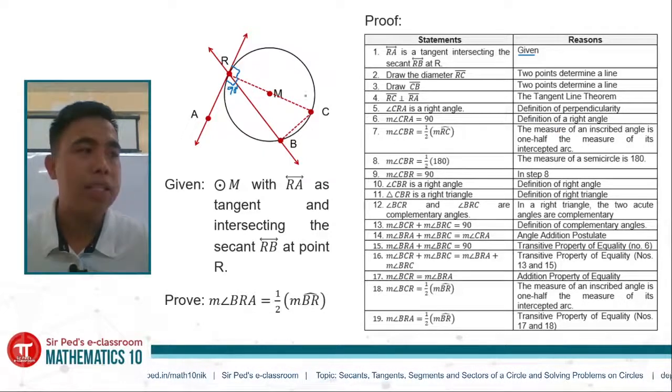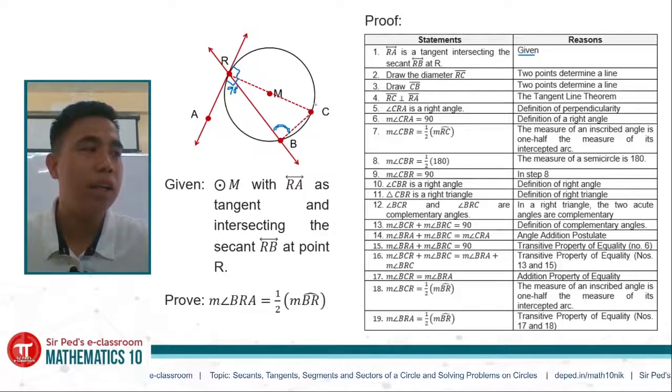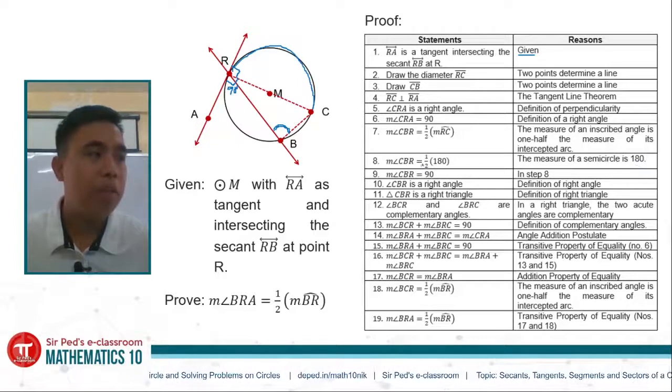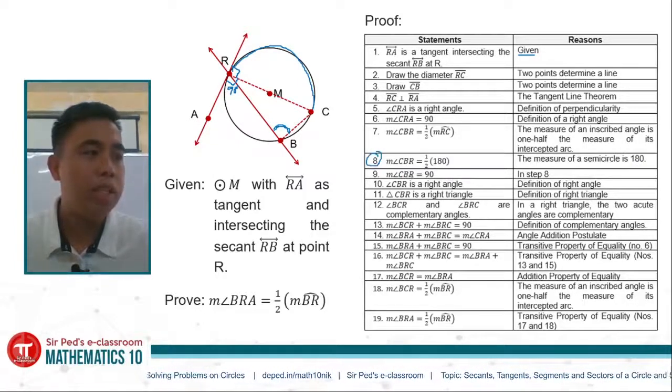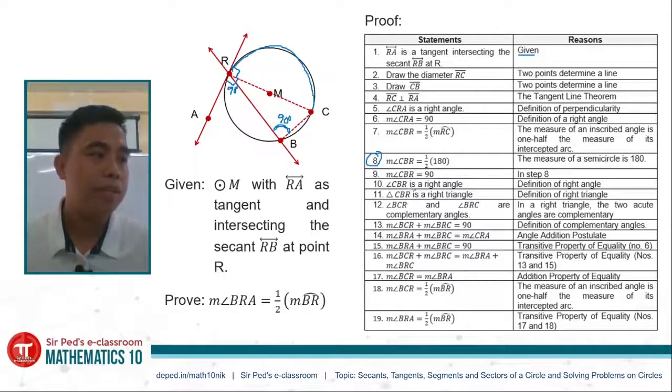Then the measure of angle CBR, this one, is equal to 1/2 the measure of arc RC. This one is a semicircle. The measure of an inscribed angle is 1/2 the measure of its intercepted arc. Since it is a semicircle, it is equal to 180. Reason: the measure of a semicircle is 180. By step 8, the measure of angle CBR is equal to 90 because 1/2 of 180 is 90.